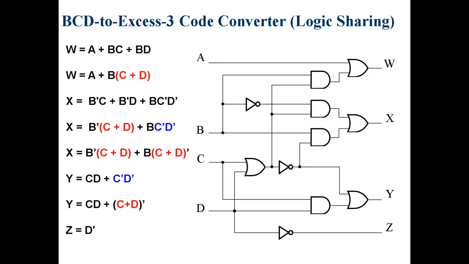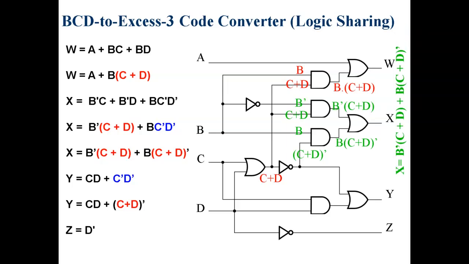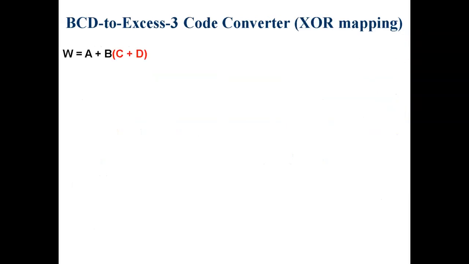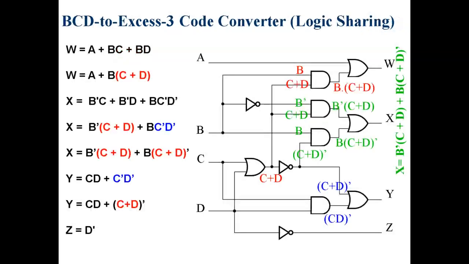So in this case, we have identified the common term, and then we find the expression for W. So we have the expression for W, now we have the expression for X, then we have the expression for Y, then we have the expression for Z. Any question? Now, please remember, this is the logic sharing method.